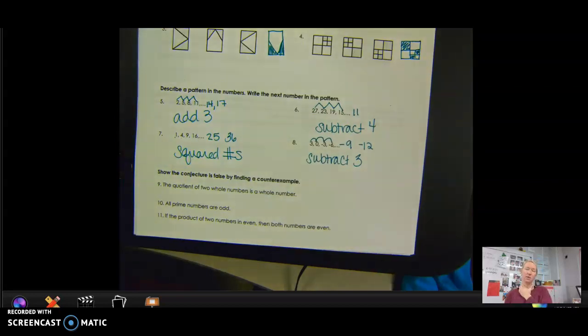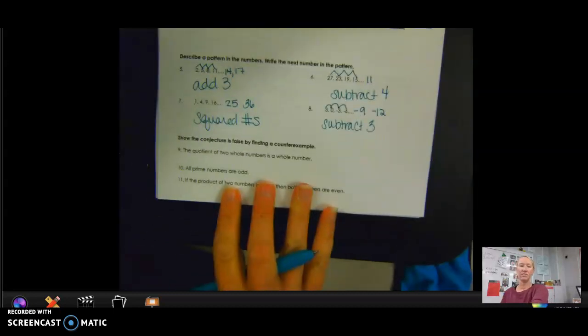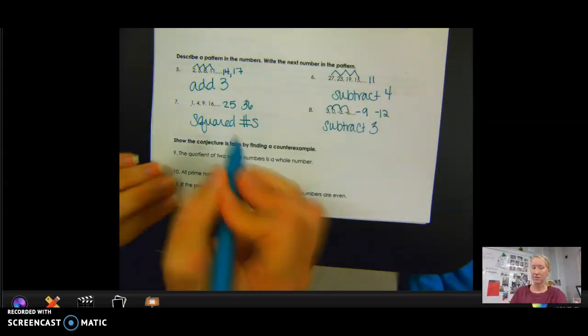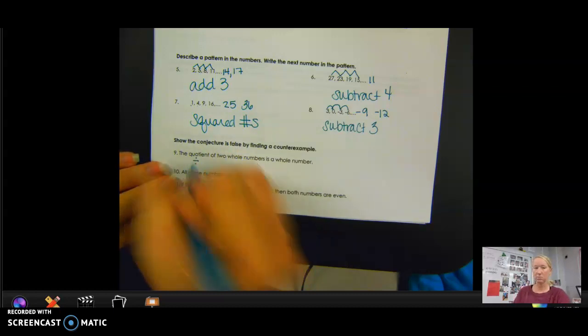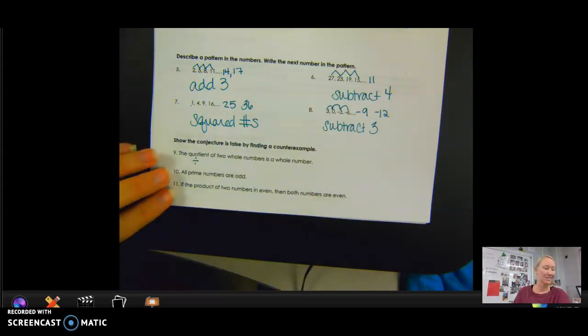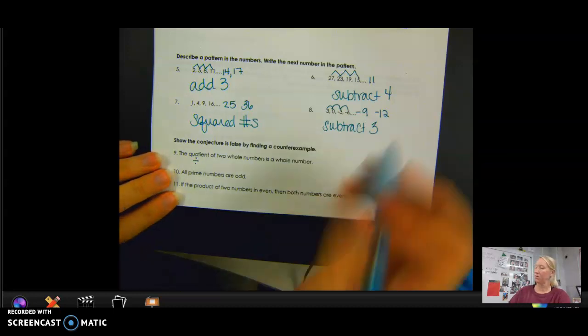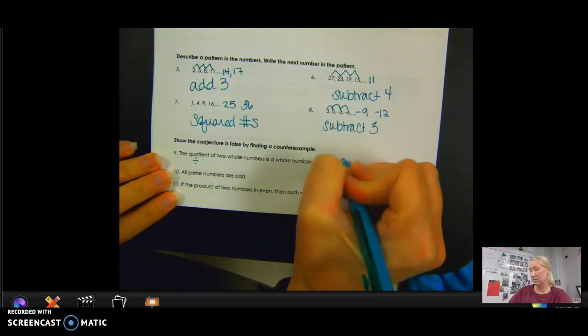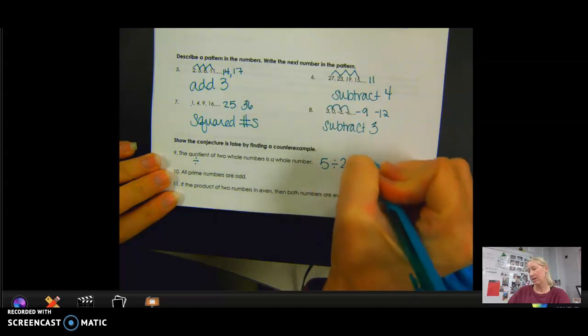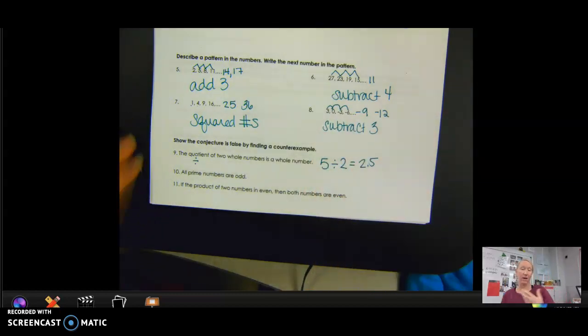Okay, show the conjecture is false by finding a counterexample. So we're going to prove it false, but we're going to use a counterexample. So we're going to give an example of why or when it is false. So the quotient, you have to know what quotient means. That's an answer to a division problem. The quotient of 2 whole numbers is a whole number. Well, what if I did 5 divided by 2? That equals 2.5, and that's not a whole number. So that would be one counterexample. There's going to be many counterexamples that you can have. That's just one of them.